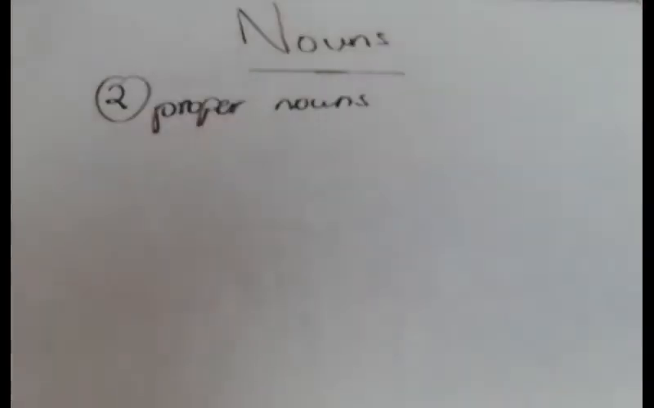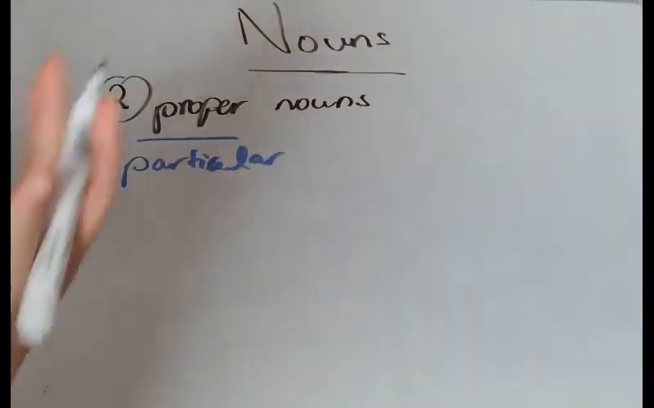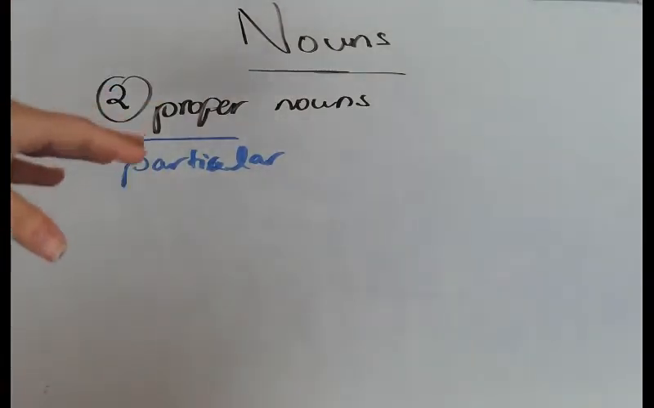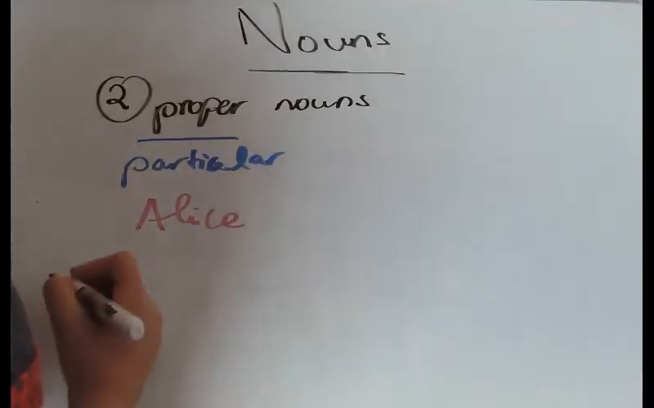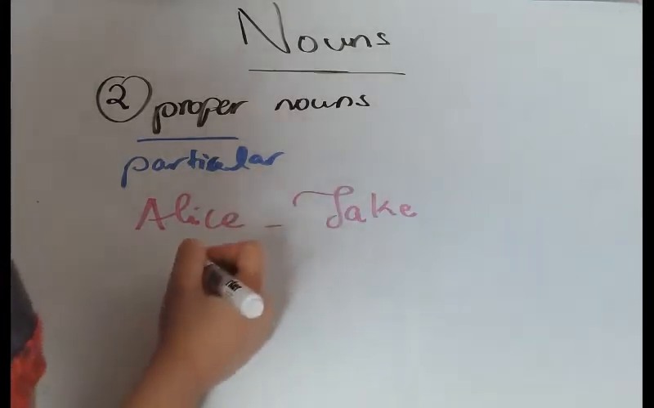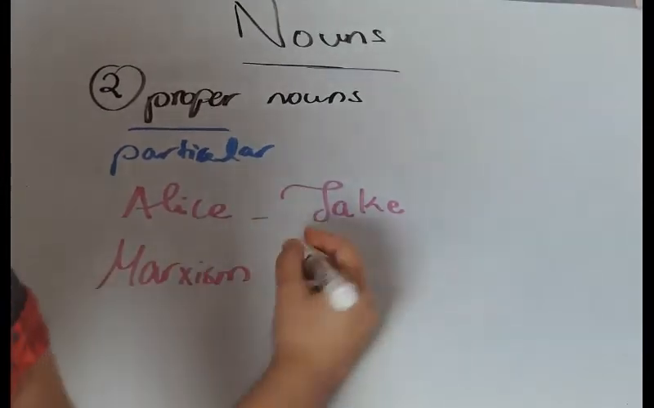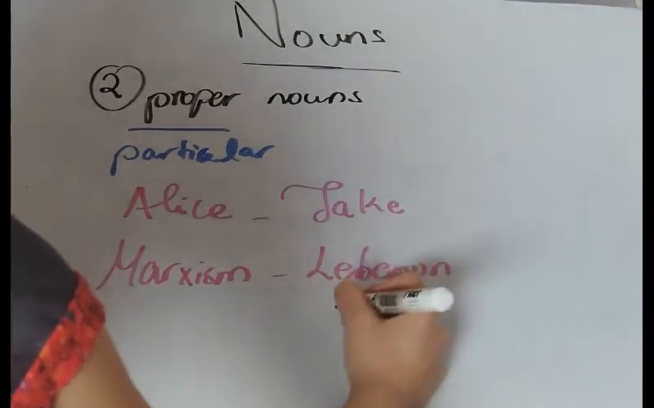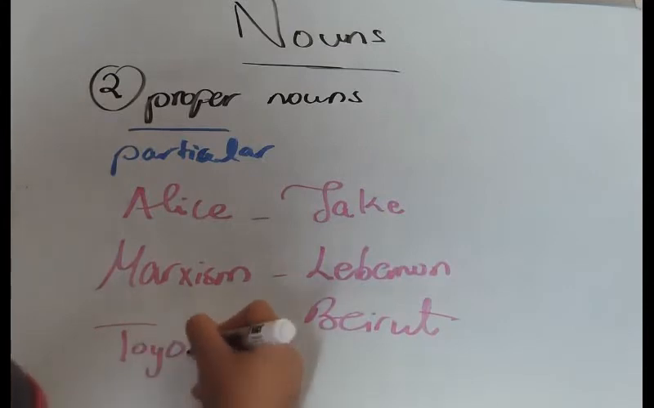Moving on to number 2, proper nouns. A proper noun is a word that names a particular person, place, thing, or idea. Notice that I use the word particular. Why? Because when I talk about proper nouns, I specify the noun I want. Let's take, for example, Alice, the female name, Jake, the male name for boy. Let's take Marxism. Let's take Lebanon or Beirut. And so on. Let's take Toyota for cars.